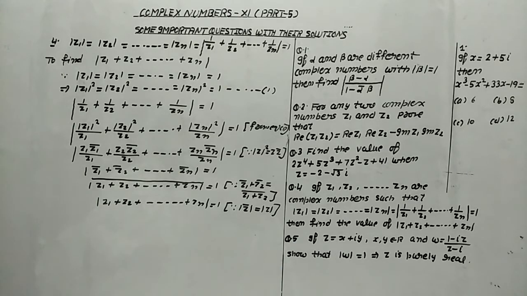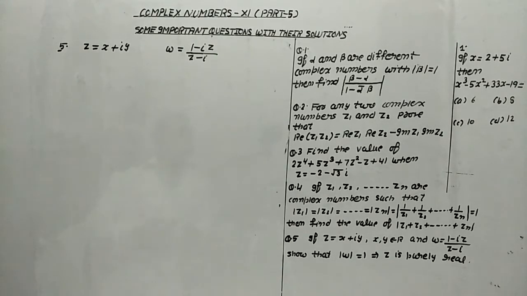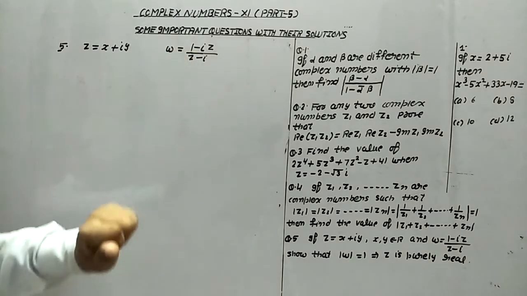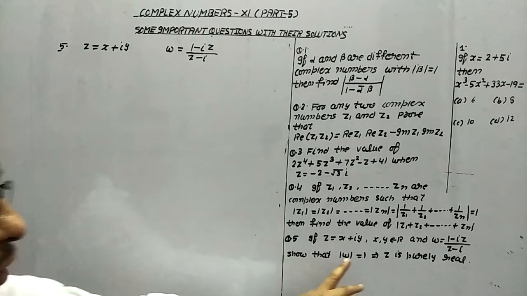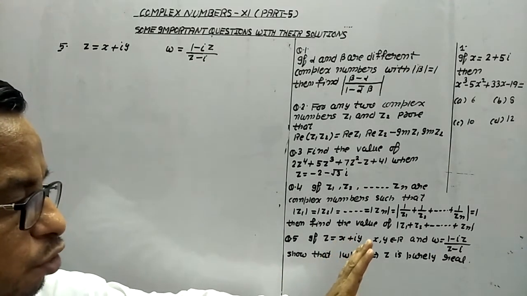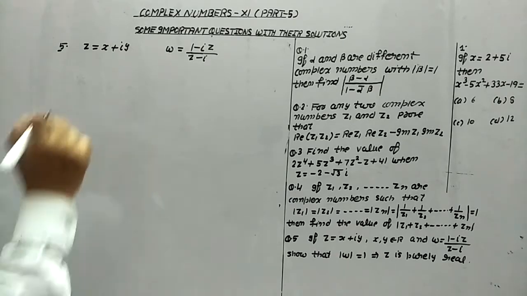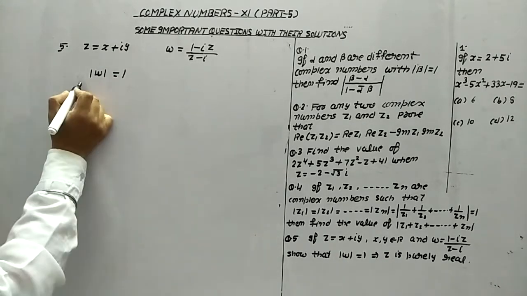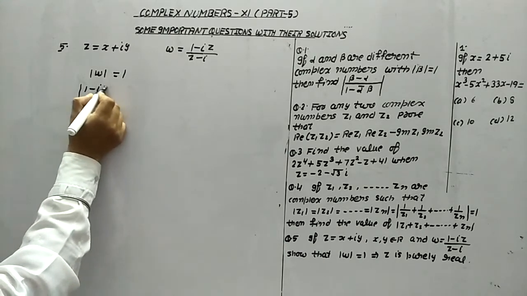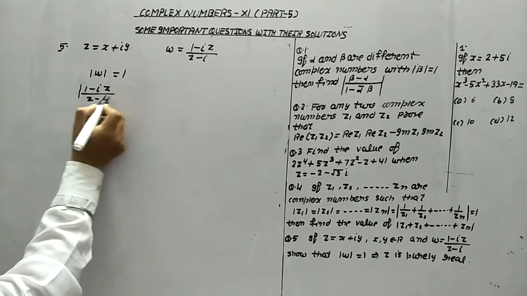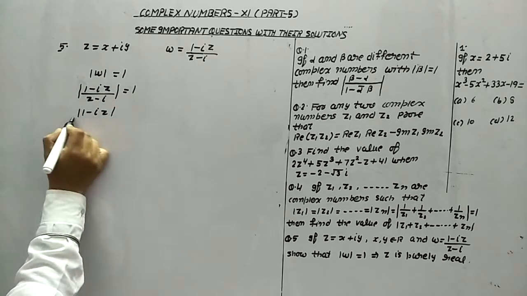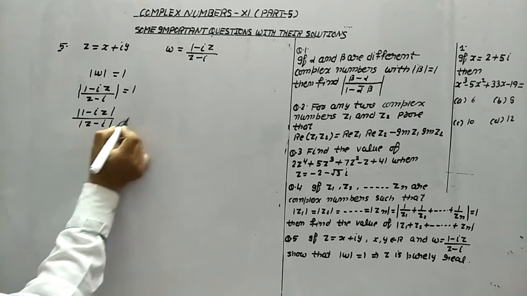Now let's start with question number 5. In question number 5, we have z is equal to x plus iy and omega is equal to (1 minus iz) upon (z minus i), and we have to show that modulus of omega is equal to 1 implies that z is purely real. Now modulus of omega is equal to 1. It means substitute the value: modulus of (1 minus iz upon z minus i) is equal to 1.